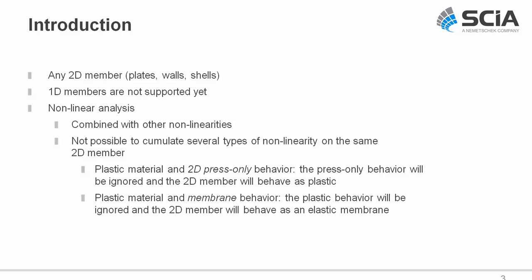Second, if you have defined another 2D member, of course using plastic material properties, and you have defined it as being a membrane member, so with membrane behavior, in this case the plastic behavior will be ignored and the 2D member will behave as an elastic membrane. So this is really important to know.